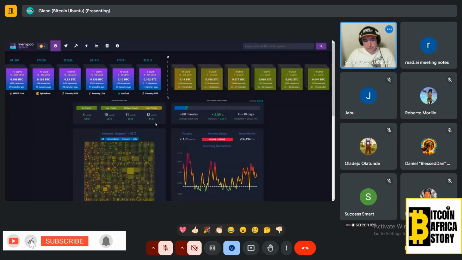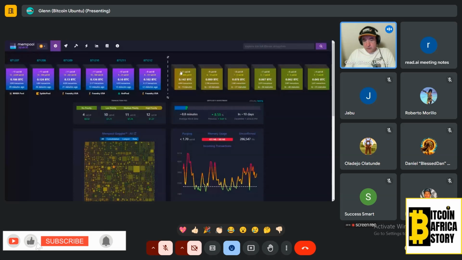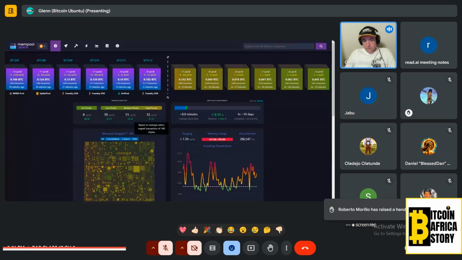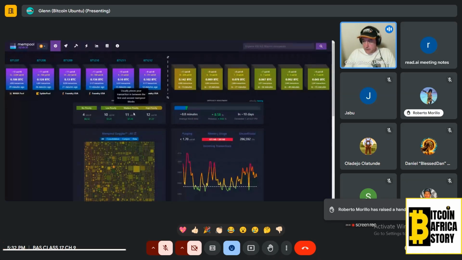Over here we've got the estimated fee rates to get into the next block, 12 sats per virtual byte. You'll see the current average fee rate for the next block is 11 sats per virtual byte. So 12 sats per virtual byte will get you straight to the front of the queue. And then if your transaction is less urgent, you can pay a bit lower. Go ahead, Roberto. You got a question?